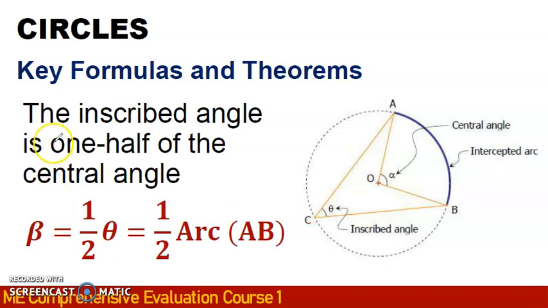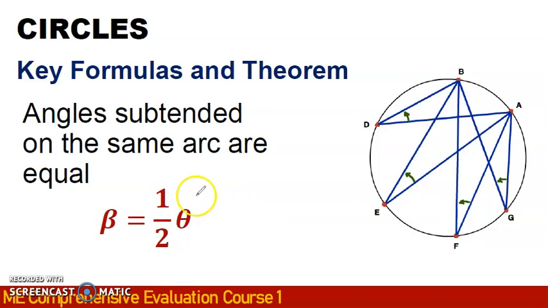The inscribed angle is 1/2 the central angle. The inscribed angle beta, in this case the inscribed angle is theta in the illustration. The inscribed angle is just 1/2 of the central angle. The central angle here is theta, and then the inscribed angle should be beta. So beta is 1/2 of theta.